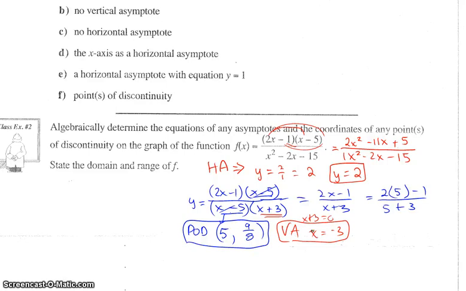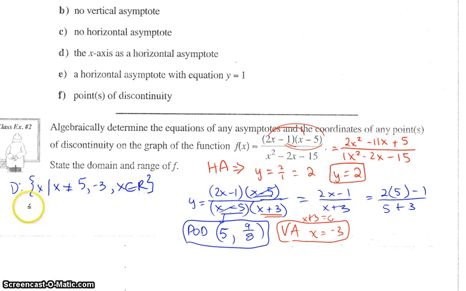They want domain and range now. Now domain, fairly straightforward. We can't equal those values, the point of discontinuity and the vertical asymptote. So our domain should be x such that x can't equal 5 as well as negative 3. But it can be anything else, so x is an element of the reals.